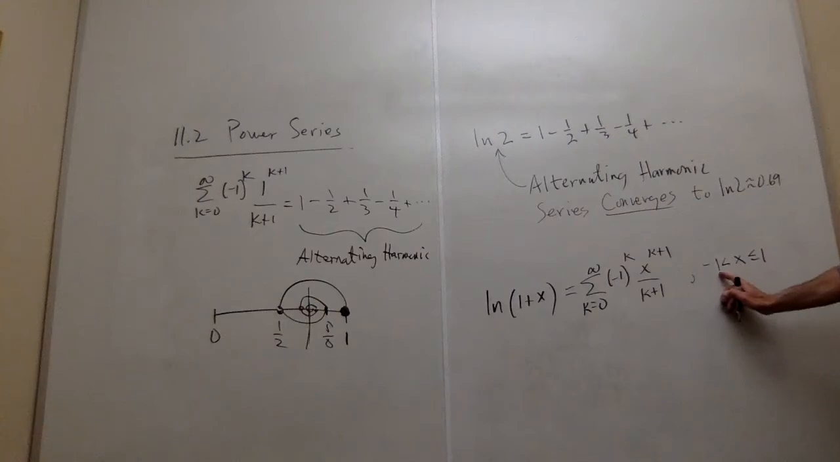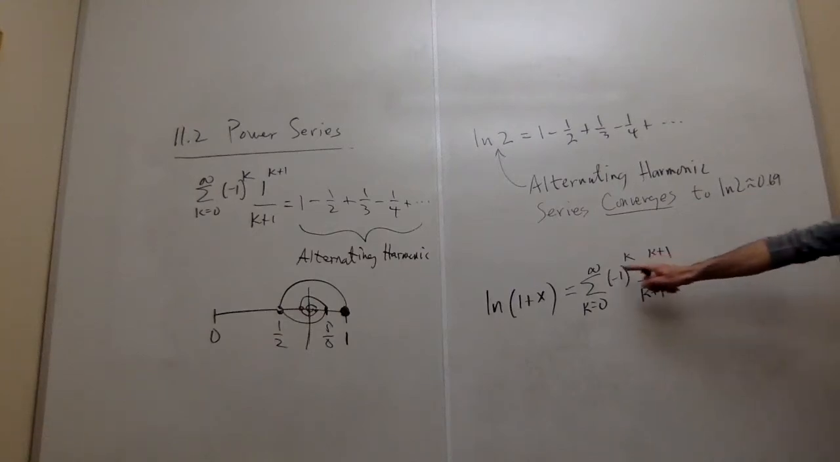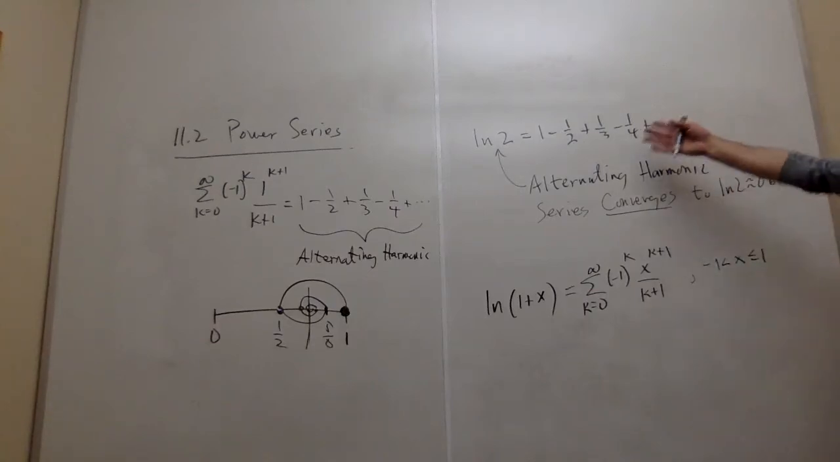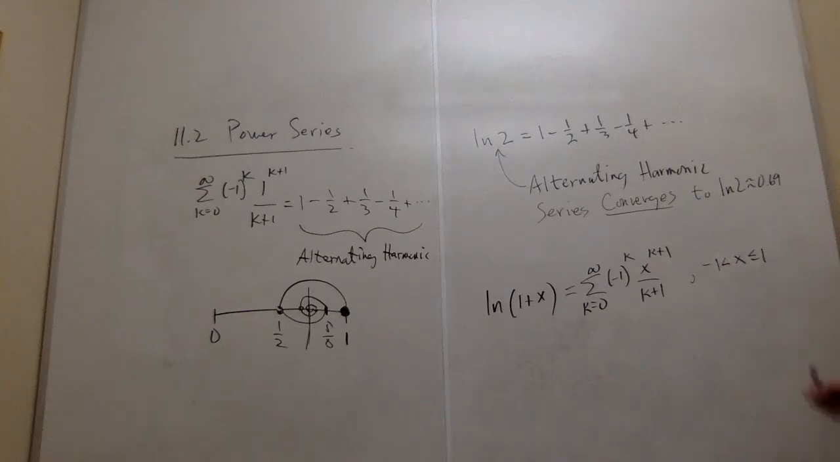At the other endpoint, we're going to get -1 to the k. These guys will stack up, and it's the regular harmonic series which diverges. So we can include the right-hand endpoint, but not the left-hand. This is the interval of convergence. But the very interesting thing is that we now know what the alternating harmonic series converges to. So the ordinary harmonic series diverges. Not interesting. The alternating harmonic converges, and converges to the natural log of 2.